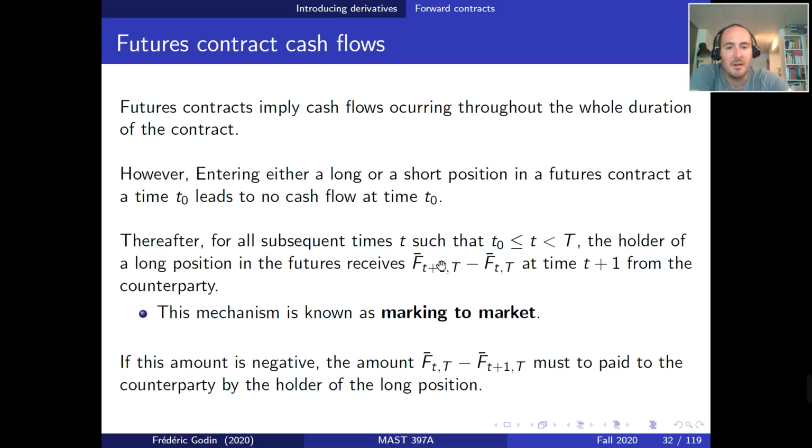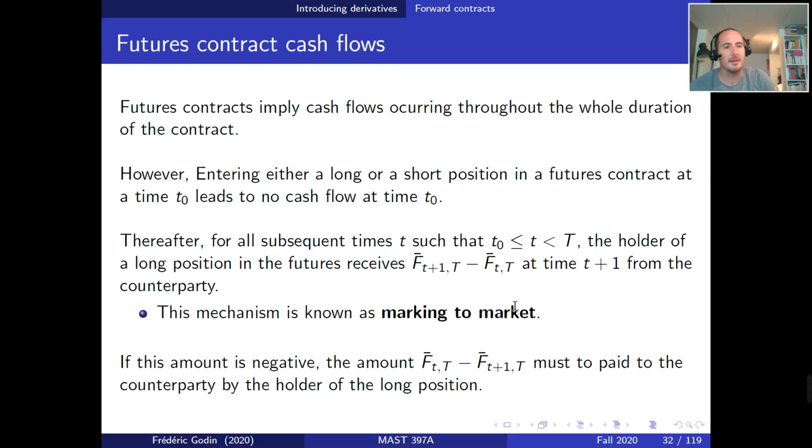If this one is greater than this one, it means that this amount is positive, so this amount is paid from the short position to the long position. However, if F bar t plus 1 is smaller than F bar t, the long position receives a negative amount. Receiving a negative amount means in practice you have to pay that value to the short position. Okay, so this is how cash flows are determined for a futures contract.